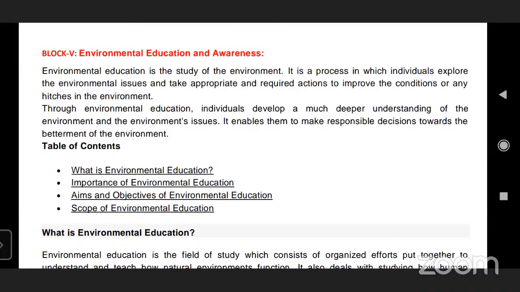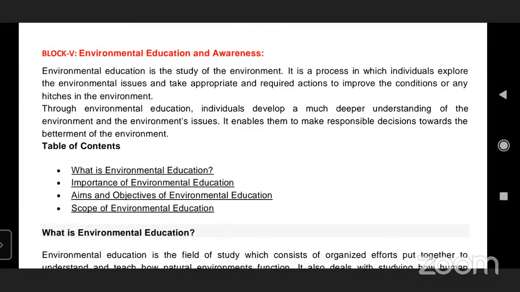So generally, in this education, each and every individual has a responsibility to develop a much deeper understanding about the environment and the environmental issues. Each and every person has to understand the environment and whatever the environmental issues are, in a deeper and more meaningful way.